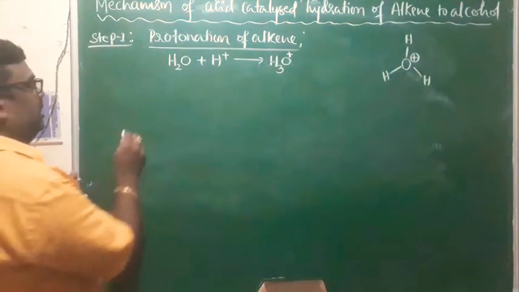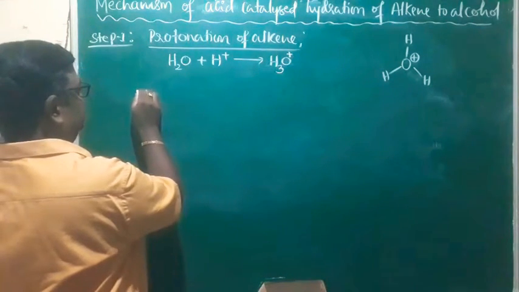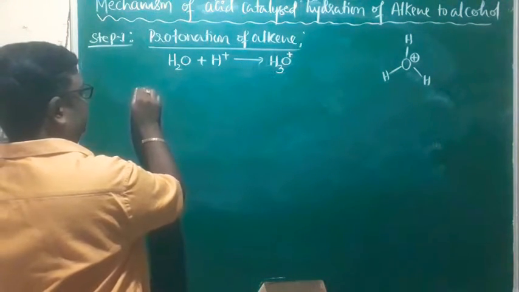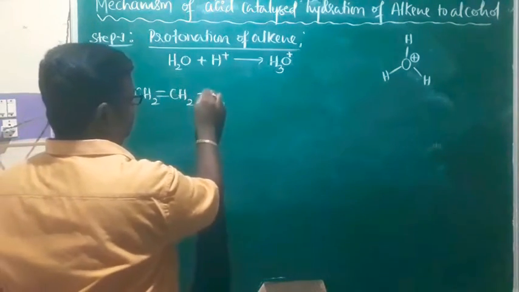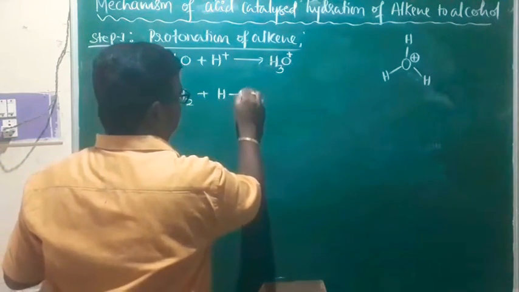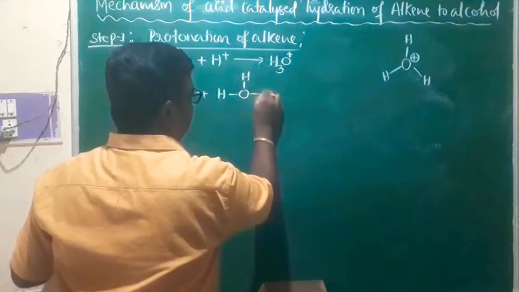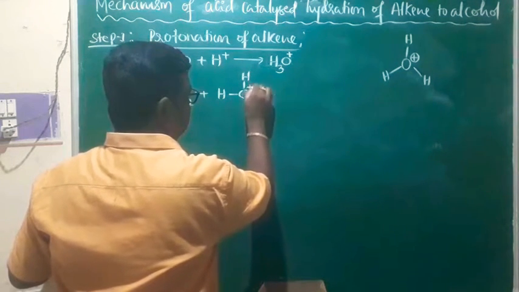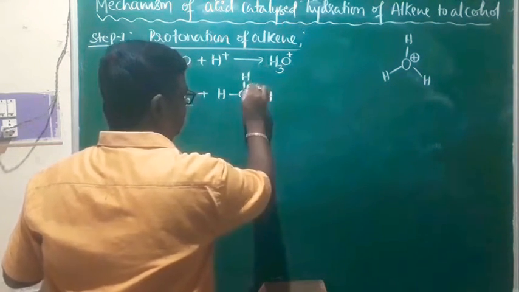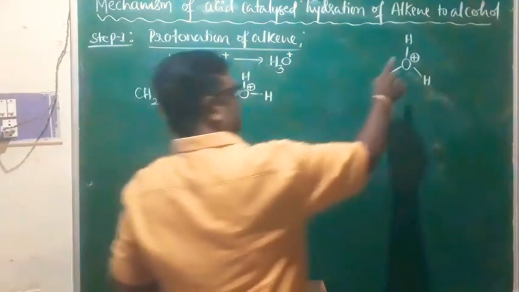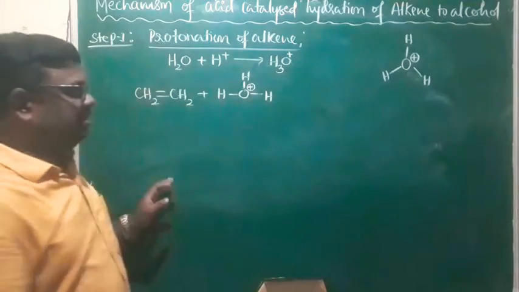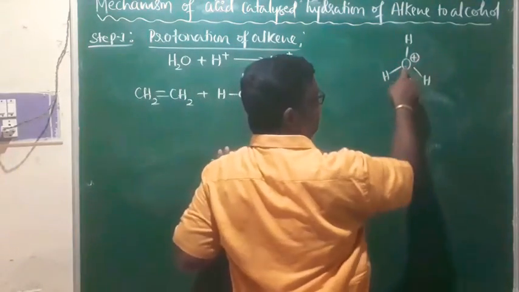And that hydronium ion attacks the alkene, that is CH2 double bond CH2, plus H, O, H, and it is the hydronium ion with a plus. Oxygen carries the positive charge, and this is what we call the hydronium ion, because of the presence of positive charge on the oxygen.